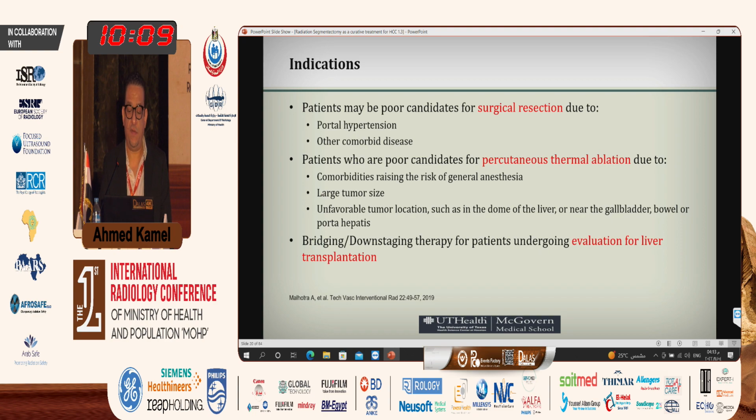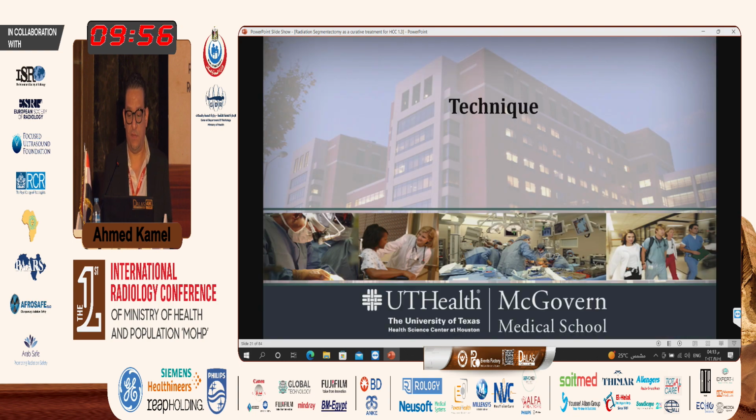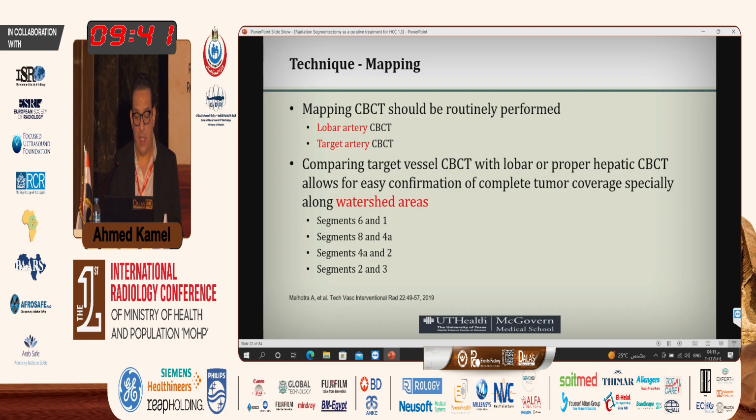It is done whenever the patient is not a good surgical candidate, or if percutaneous thermal ablation is not indicated, usually when there is a difficult location, and also, of course, if the patient fails the evaluation for liver transplant. So basically, if the patient is within the Milan criteria, he is eligible for the curative modalities. If these curative modalities are either contraindicated or not feasible, this is when we do radiation segmentectomy. The technique is very simple, just like I described it.